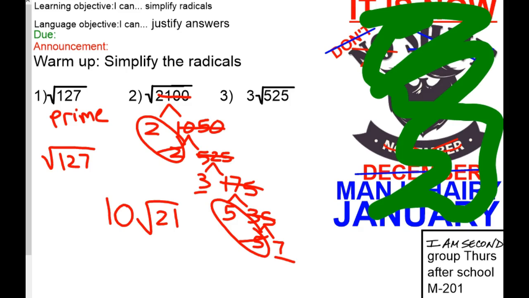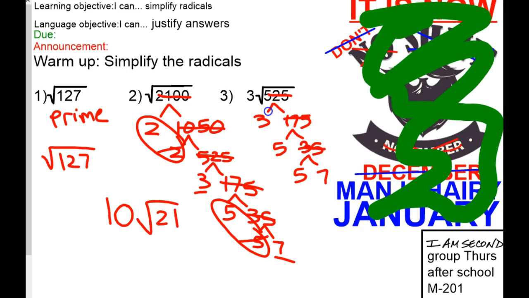All right, and then on the next one, what's unique about this that we see here? Does everyone see there's a number out front? What's the name of that number out front? Starts with a C. Coefficient. We got a coefficient 3. Now, when we break this down, 2 doesn't go into it, but 3 does. 3 times what? We kind of have this already here, right? But yeah, 175, and then 5 times 35, and then 5 times 7. That's kind of the same as part of the last one.